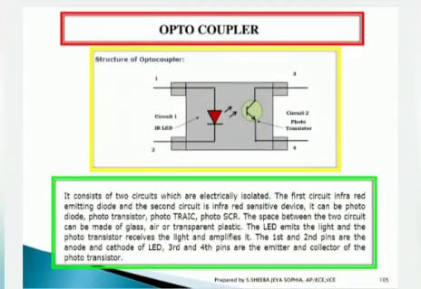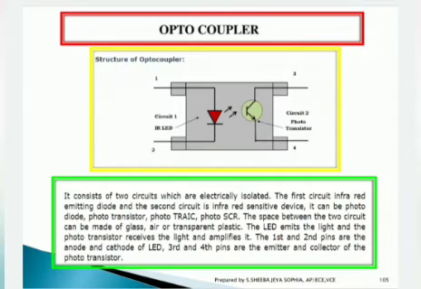Moving to the structure of photocoupler, you can see the structure here. Circuit 1, Circuit 2. Circuit 1 is the source LED. Circuit 2 is the detector phototransistor part. It consists of two circuits which are electrically isolated. The first circuit is the infrared emitting diode, and the second circuit is the infrared sensitive device. It can be a photodiode or phototransistor or phototriac, photo-SCR. The space between the two circuits can be made of glass, air, or transparent plastic.